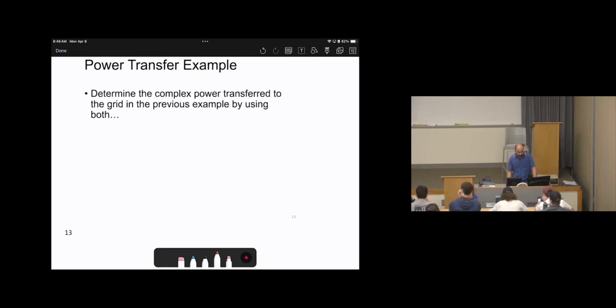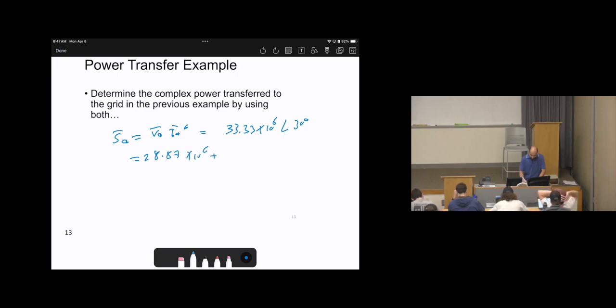Now, if we need to determine all of the complex powers in the previous example, we said SA equals VA times IA conjugate, and it was 33.33 times 10 power 6 angle 30 degrees. And we can convert this into rectangular coordinates: 28.87 times 10 power 6 plus J 16.67 times 10 power 6. That was for phase A.